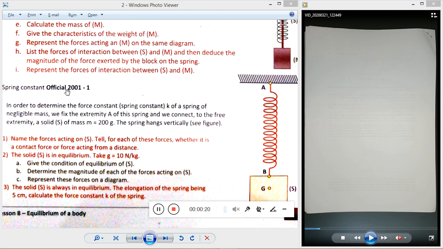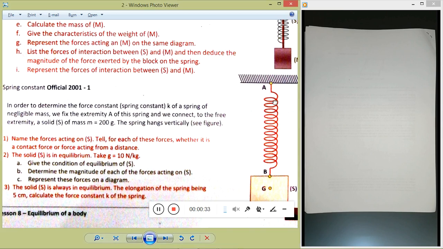In order to determine the force constant K, which is the spring constant, or it's called the stiffness of a spring of negligible mass, we fix the extremity A. The spring has a negligible mass, not the block itself. We fix the extremity A of the spring and connect to the free extremity. This is called the free extremity of the spring.